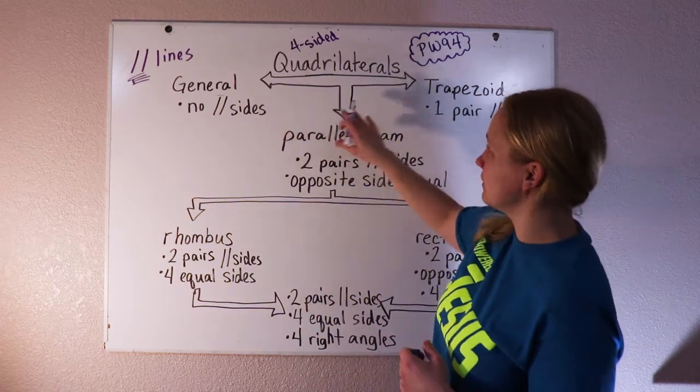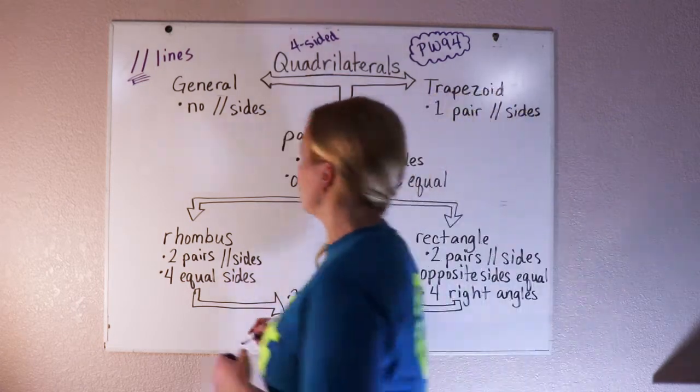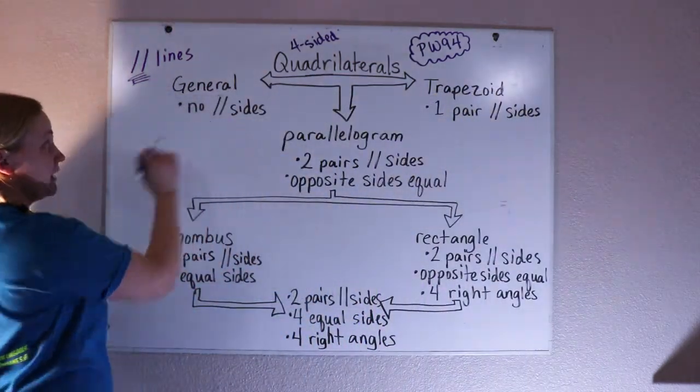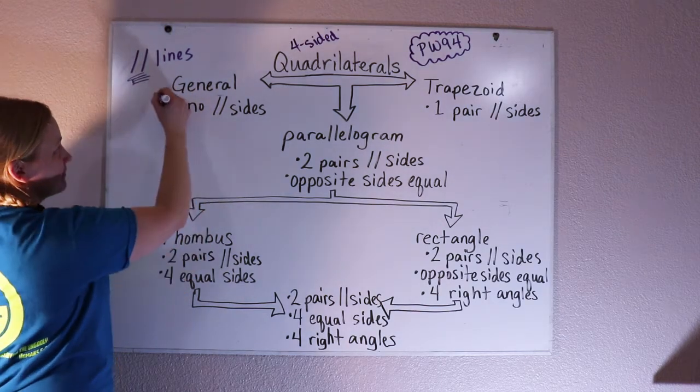There are three different kinds of quadrilaterals. There is a general quadrilateral, which has no parallel sides. It might look something like this.